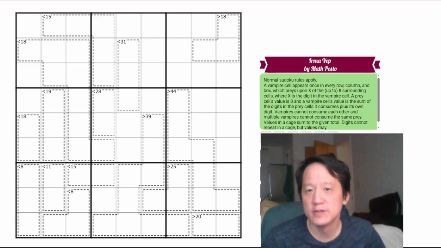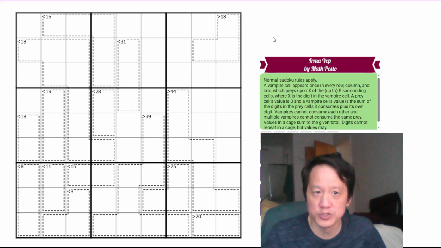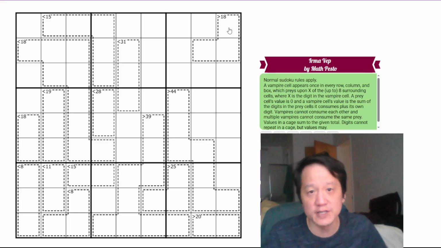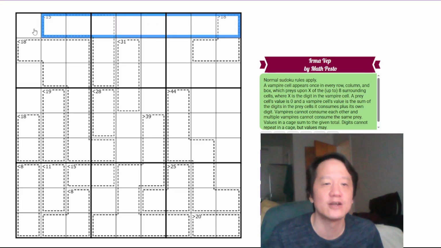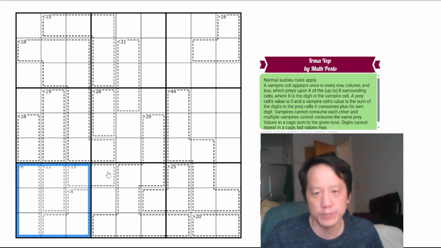Vep by Math Pesto. And here are the rules. Normal Sudoku rules apply, which means fill the entire grid with the digits 1 through 9 such that there are no repeats in any row, column, or 9-cell region.